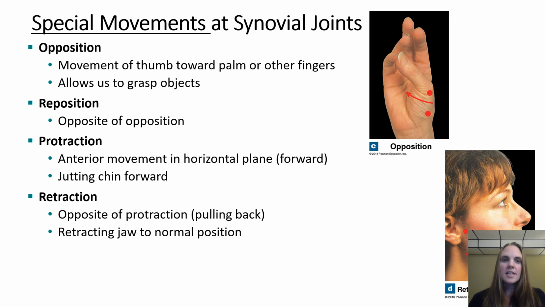Protraction is anterior movement in a horizontal plane, so forward movement. So jetting your chin outward would be protraction. And then the opposite of that is going to be retraction, retracting your jaw to normal position. So protraction, retraction.